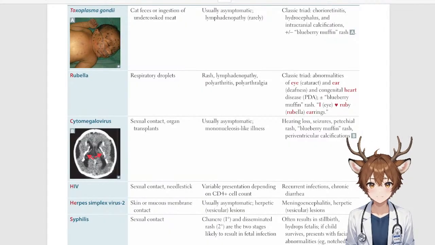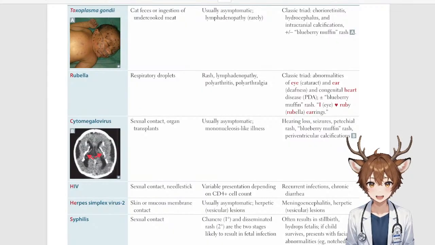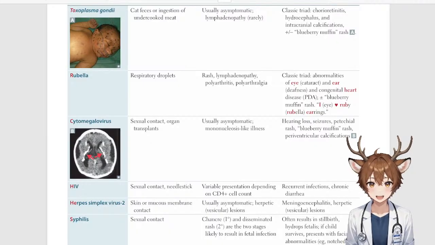What about HIV? HIV from sexual contact or needle stick. Mother will present with a variable presentation depending on the CD4 count. And with neonatal manifestations, you'll see recurrent infections and chronic diarrhea.